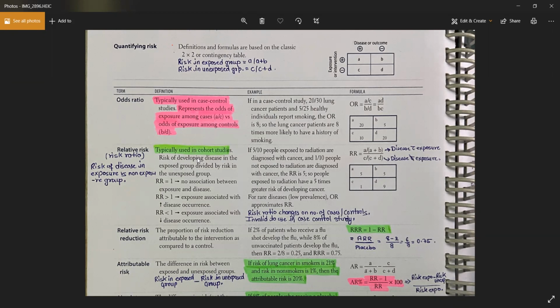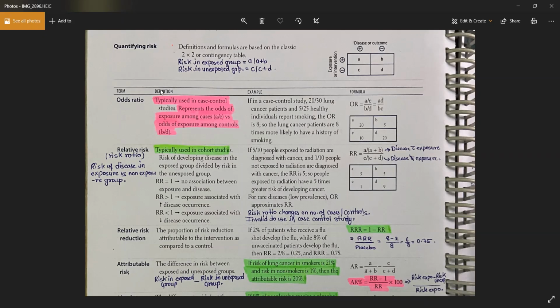Okay. Then comes the odds ratio. It is basically defined as what are the chances of having a certain exposure in the disease group and in the non-disease group. See, in the relative risk, you are getting the chances of having the disease in the exposed or non-exposed group. But in the odds ratio, what are the odds or the chances of having a certain exposure or intervention in the disease group and in the non-disease group?